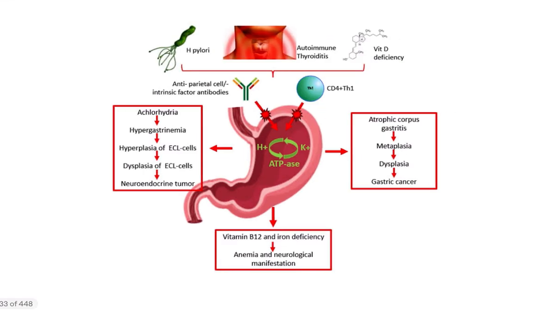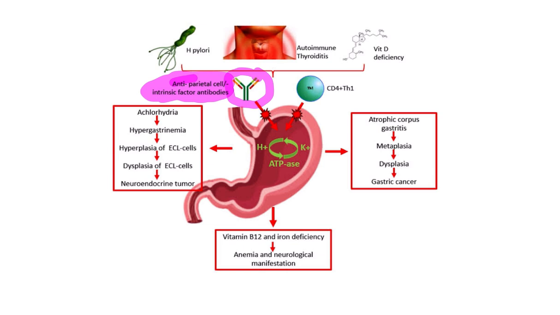So first of all, let's see atrophic gastritis. So what is atrophic gastritis? Atrophic gastritis occurs due to antibody formation, here an antibody formation against the gastric parietal cell. So the antibody formation occurs, the anti-parietal cell antibody or intrinsic factor antibody.